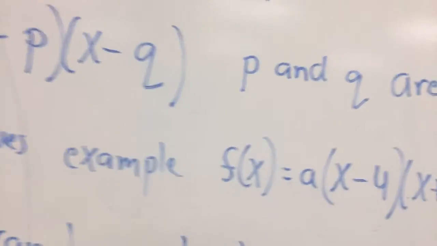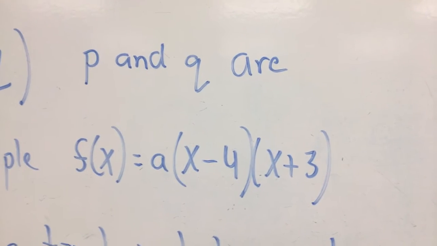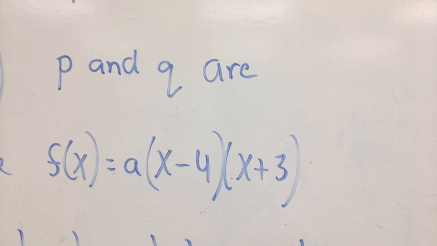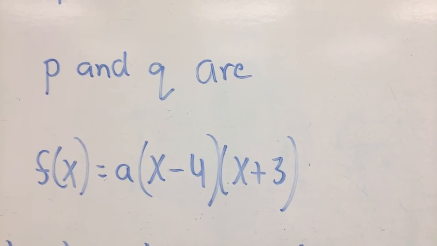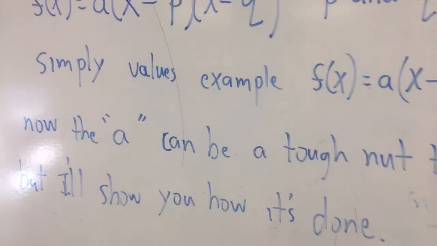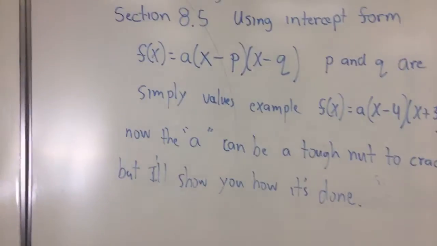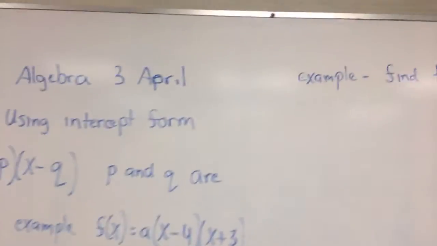An example of what that might look like. Here you've got f of x is equal to a, again, we'll talk about that later, times x minus 4 times x plus 3. Okay? They just put some values in there. They don't always have to be integers. They can actually be fractions and other weird stuff. But anyway, for right now, let's stick with that. All right. Now, the a can be a tough nut to crack, but here a little later on today, I'll show you how that's done. So let's look at an example.